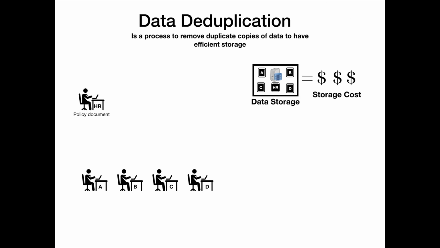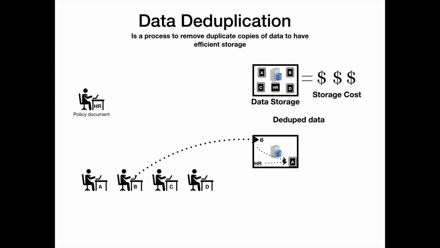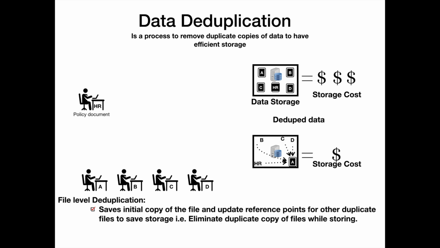How data deduplication can help here is, we take the same situation where A saves the copy initially. What will happen is all further copies will just point towards the initial copy saved, hence saving on the cost, and everybody wants to save cost these days. So to recap, file level deduplication saves the initial copy of the file and updates the reference pointer for other duplicate files to save storage. That is, it eliminates duplicate copies of the file while storing.